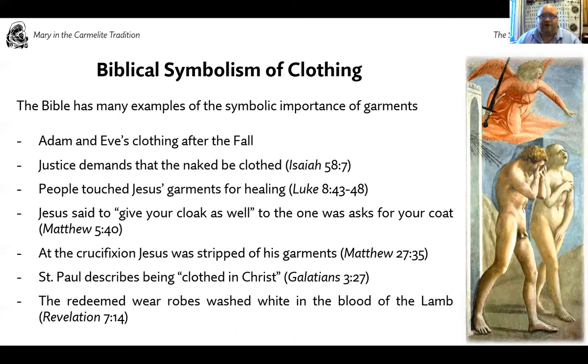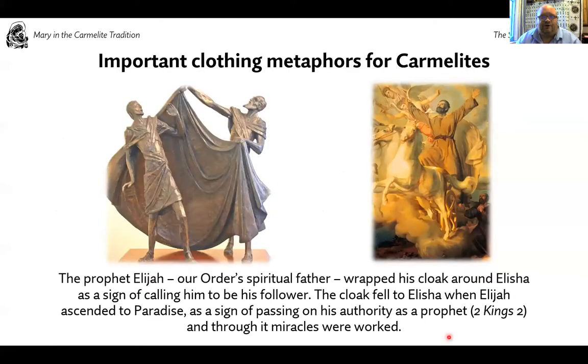And for Carmelites, of course, we take particular interest in the clothing of our spiritual father, Elijah, who wrapped his cloak around Elisha, his follower, as a sign of calling him to be his disciple. And when Elijah rose to paradise in the fiery chariot, he cast his cloak down to Elisha, passing on his authority as a prophet. And Elisha then uses that cloak to touch the water of the river, the waters part, and miraculously he makes his way through.